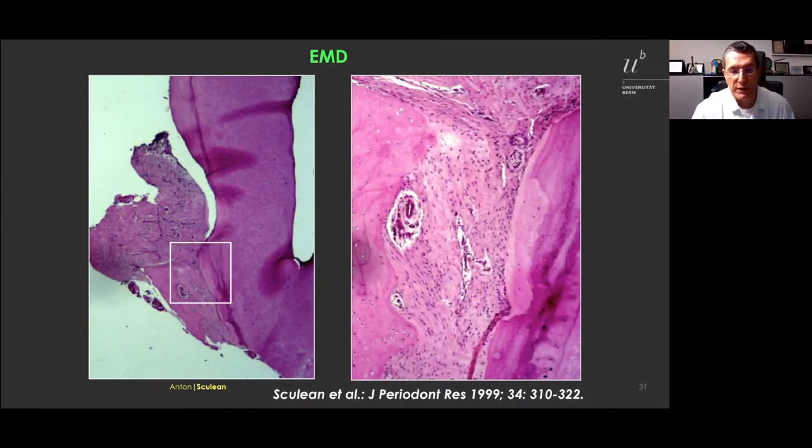We published already 22 years ago some data evaluating the potential of enamel matrix proteins on periodontal wound healing and regeneration. And this is, for example, a human biopsy where we demonstrated periodontal regeneration. You can see it here from the apical notch to the coronal notch, and the apical notch is the most apical part of the defect. The coronal notch indicates the level of the bone crest.